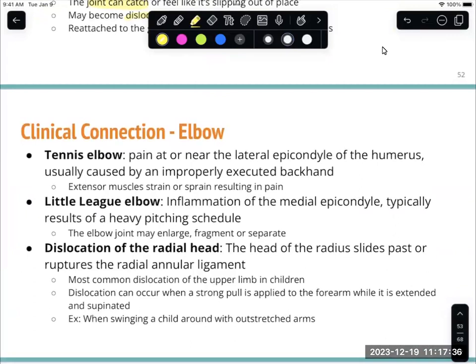Elbow. We have tennis elbow and little leaguer's elbow. It's just named for the sports that most commonly cause these. Tennis elbow is the lateral epicondyle. Little leaguer's is the medial epicondyle. It's just that type of movement that's causing that backhand in tennis versus that pitching. They're using different muscles, so it's causing either the lateral or the medial. So those extensor muscles are involved in tennis elbow. The flexor muscles of that forearm are usually involved in that little leaguer's.